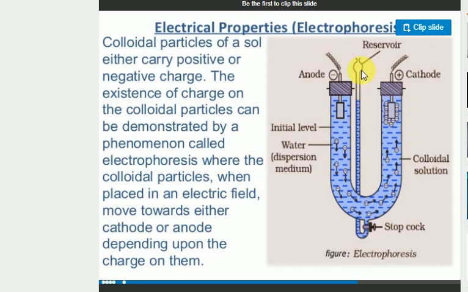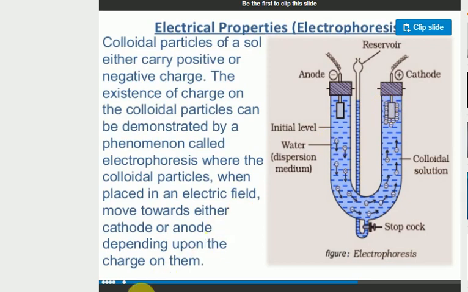A reservoir is there. Look what happens when I apply the electrode potential. Negative charge particles slowly move from the negative electrode to the positive electrode. Suppose I take colloidal particles having a positive charge. When I apply the electrode potential, the particles move towards the opposite electrode. When they move towards the electrode, what happens? They lose their charge. They will settle. They become chargeless particles. That's nothing but electrophoresis.